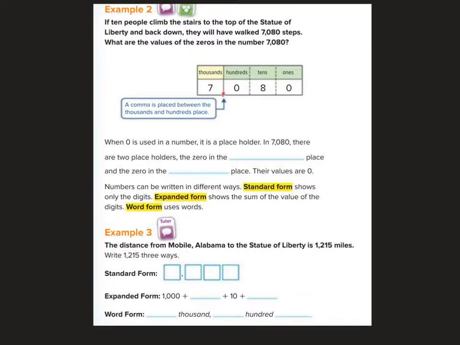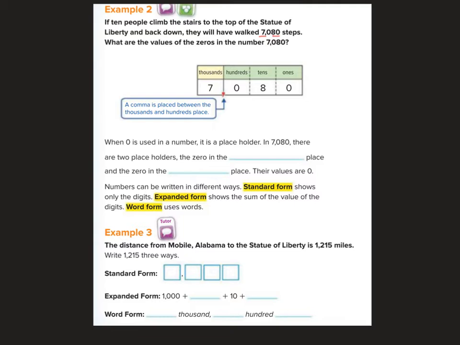All right, let's try example 2. If 10 people climb the stairs to the top of the Statue of Liberty and back down, they will have walked 7,080 steps. What are the values of the zeros in the number?